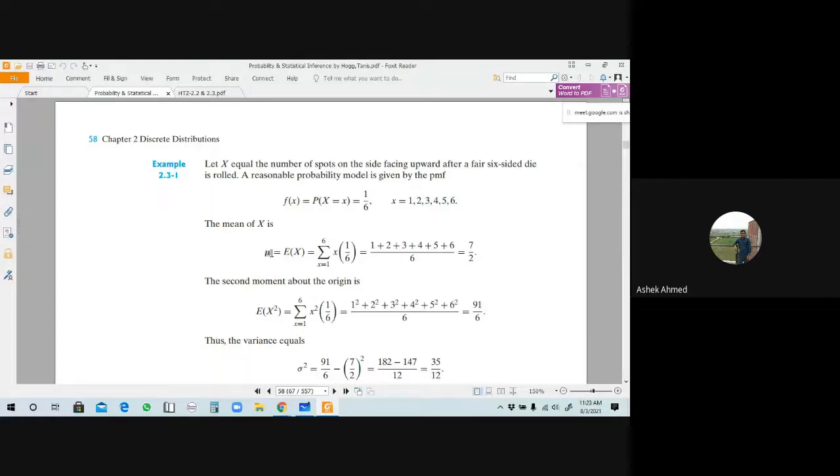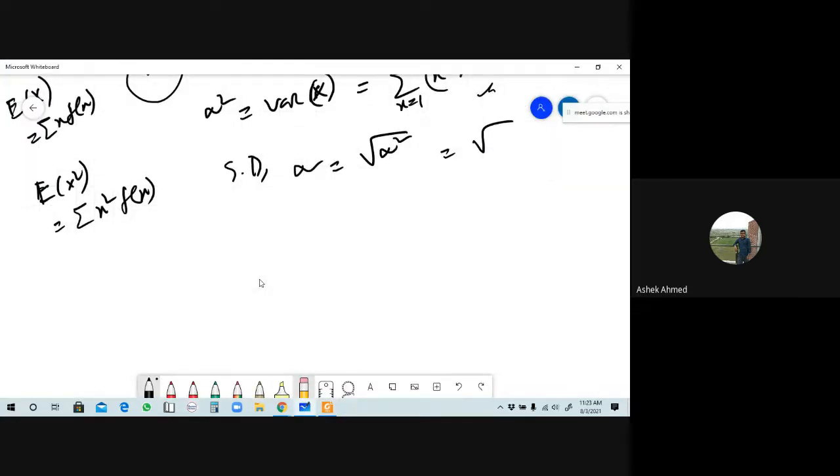From here we can find the value of mu. Mu means the expectation of x, which is the summation of x into f of x. The value of f of x is 1/6, so this will be the summation of x/6, where x equals 1 up to 6. Since 6 is constant here, this is 1/6 times the summation of x, x equals 1 up to 6. So we need to sum 1 plus 2 plus 3 plus 4 plus 5 plus 6.